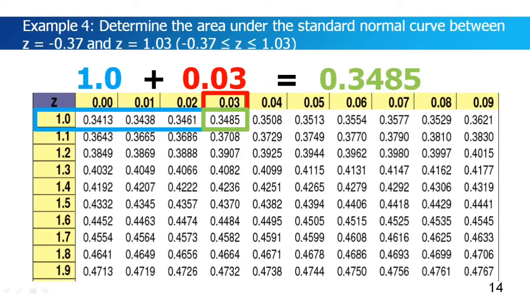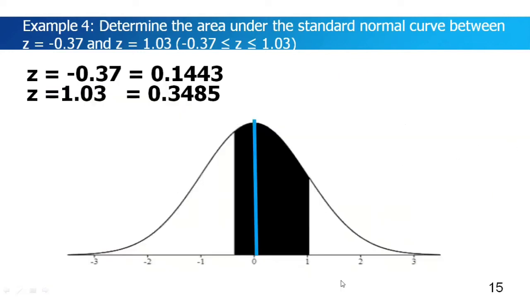Now let's go over how these two areas look in our graphical representation. So this is the area of our z, which is equal to negative 0.37. As you can see, it is found at the left side of our 0 point here at the center. And our area under z is equal to 1.03 looks like this.